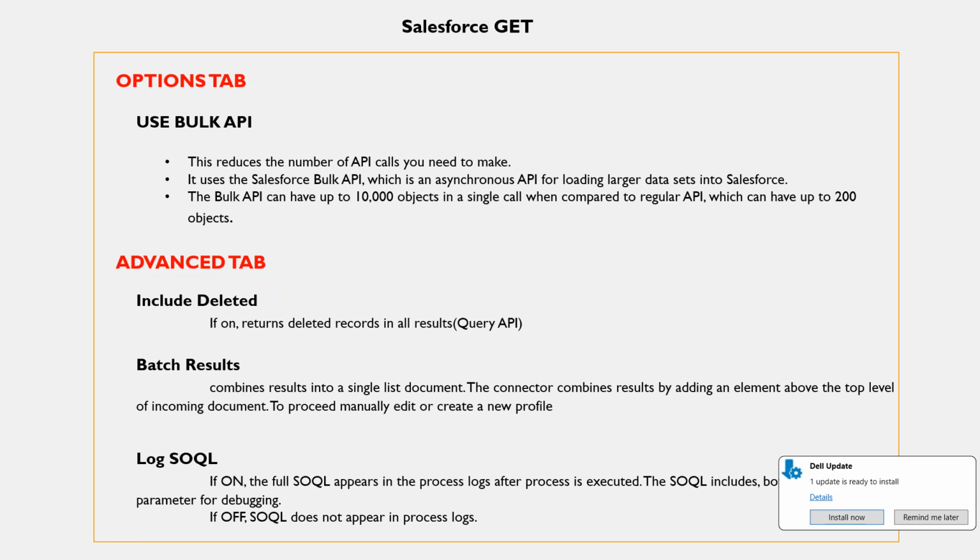And then include deleted. So if on, returns deleted records in all results. Batch results combines results into a single list document. The connector combines results by adding an element above the top level of incoming document to proceed manually, edit or create a new profile. And log SOQL, if on, the full SOQL appears in the process log after the process is executed. The SOQL includes both the SOQL and input parameters for debugging. Right? If off, does not appear in the process log.